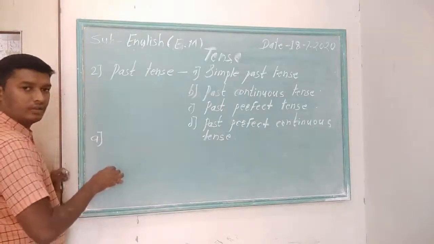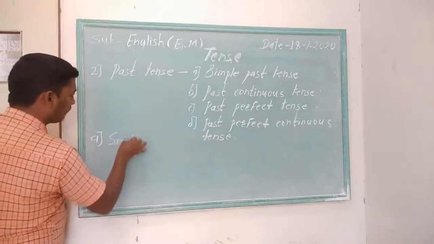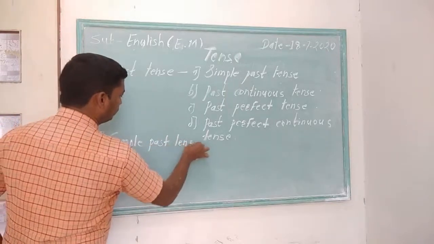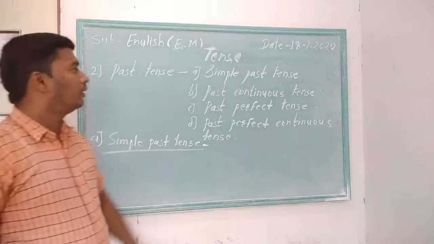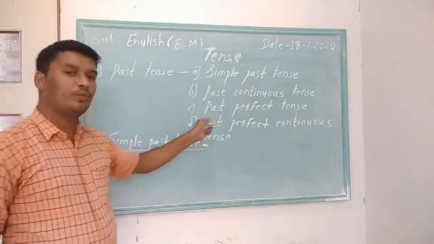After the 4 subkinds, write simple past tense. I start this simple past tense. Write these 4 subkinds and then we have to start simple past tense.